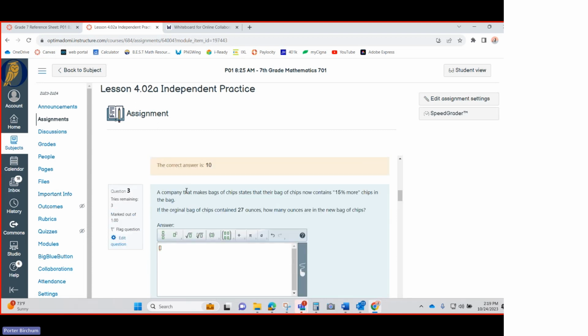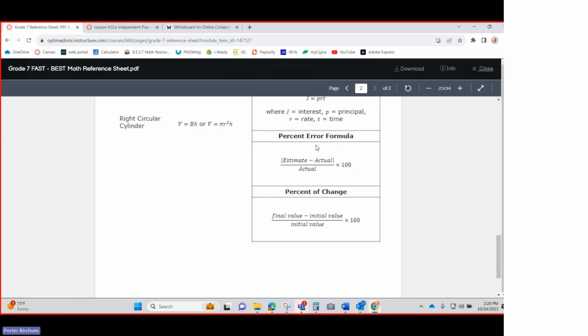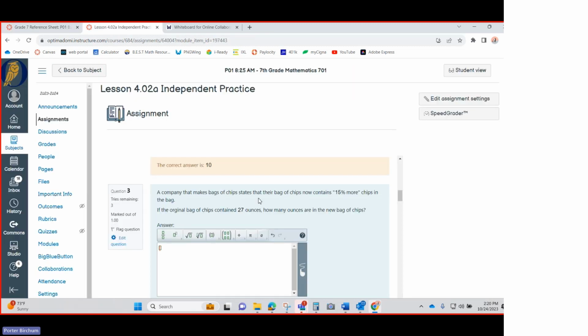Okay, question 3. A company that makes bags of chips states that their bag of chips contains 15% more chips in the bag. If the original bag of chips contained 27 ounces, how many ounces are in the bag of chips? So the original has 27. The new one has 15% more. So it's not a percent error question. We would know because it would be asking for what's the percent error. It's not asking for the percent of change because it gives us the percent of change. So we're going to find 15% of 27 and then add that amount to 27 because we're going more.